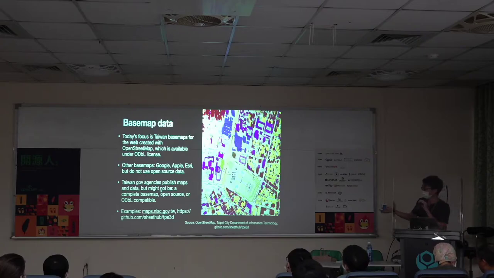An example is, if you go to this repo, github.com/github/gpcd, there is a really high quality building data set for Taipei. However, that data set is available under a license that's not compatible with OSM. So we can't really use this data. We're only going to focus on OpenStreetMap.